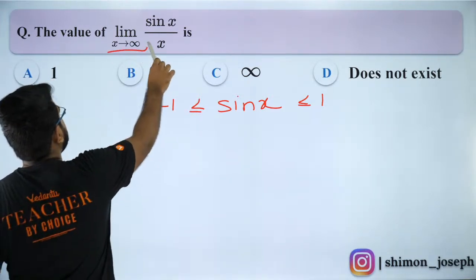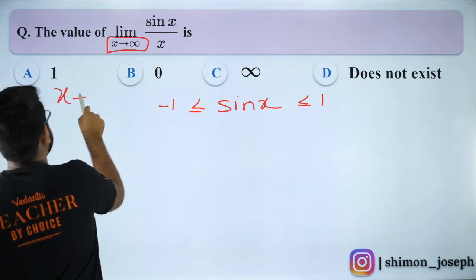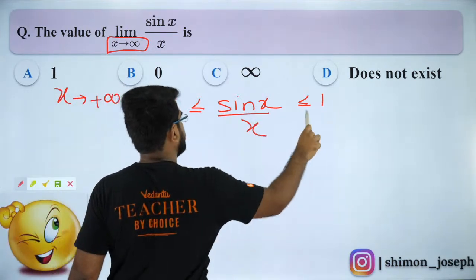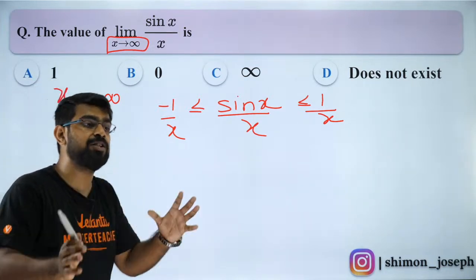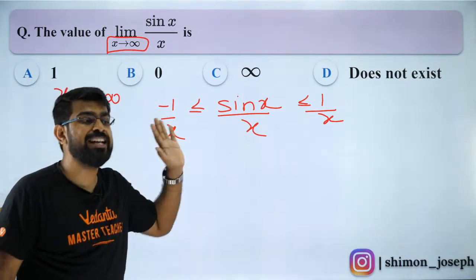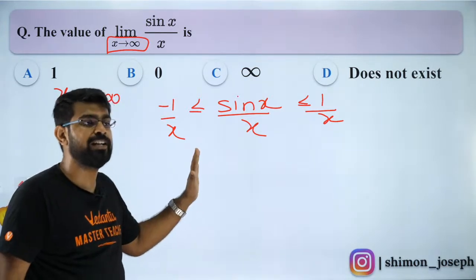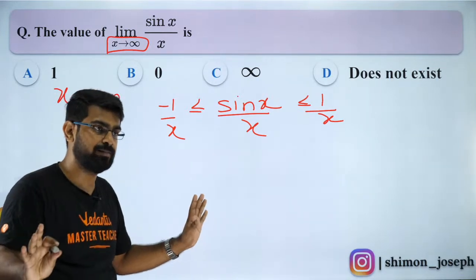Now we know x tends to infinity, so it's a positive number because it is tending to plus infinity. So I can divide by x on all 3 sides because x is a positive quantity. When you know it is positive, you can divide everywhere. The inequality will not change. When you are dividing by a positive quantity, nothing will happen to the inequality. So no need to worry.